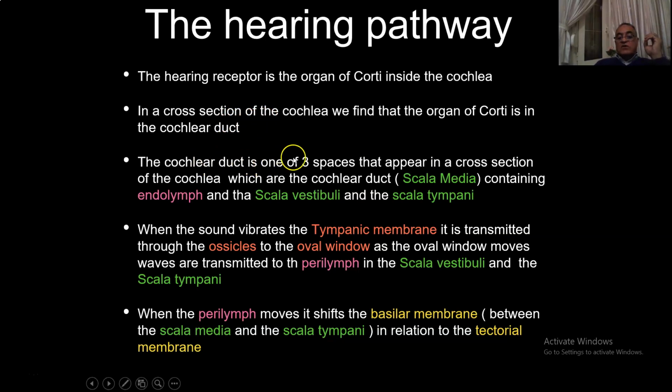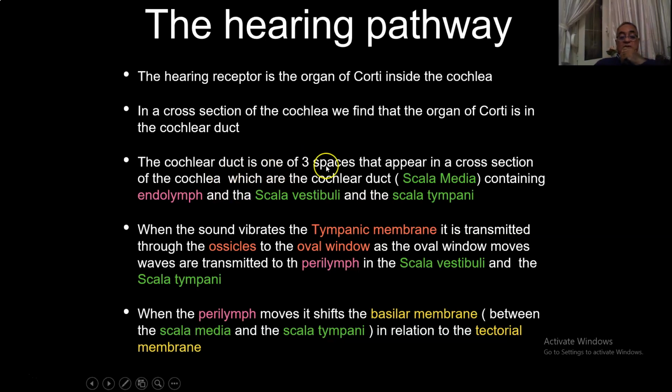The cochlear duct is one of 3 spaces. If you do a cross-section along the cochlea, you'll find 3 spaces: the cochlear duct, scala media, in between, containing endolymph; above it, the scala vestibuli; and below it, the scala tympani. So, 3 spaces in the cross-section of the cochlea: the superior scala vestibuli, the inferior scala tympani, and in between the scala media. The scala vestibuli and the scala tympani contain perilymph. The scala media or the cochlear duct contains endolymph.